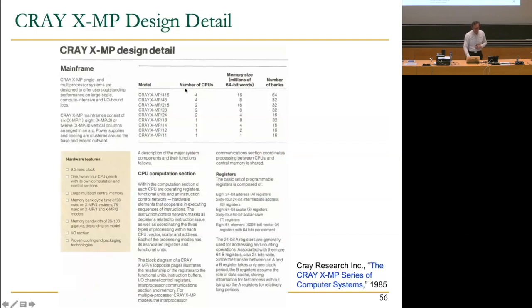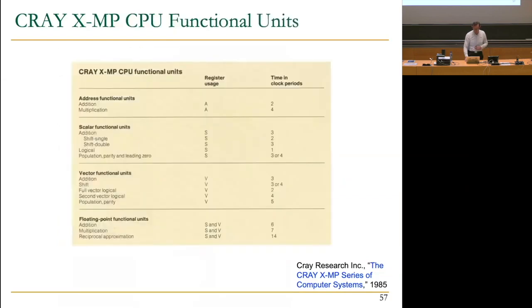Cray basically designed many vector processors. It's not that important in terms of what they've designed here, but it's important historically. And they have a lot of functional units, as you can see. Let's take a look.